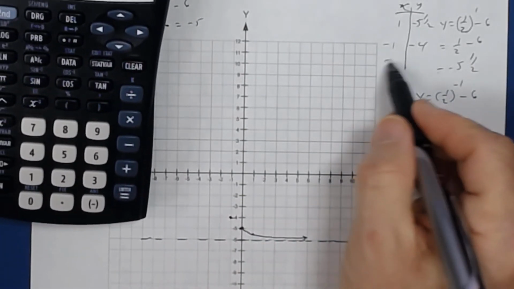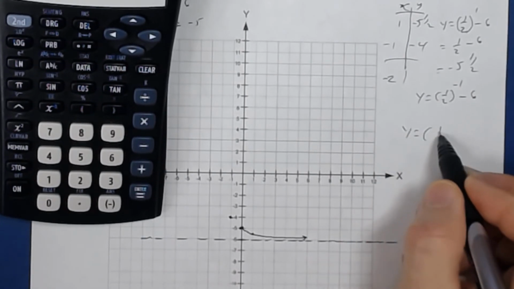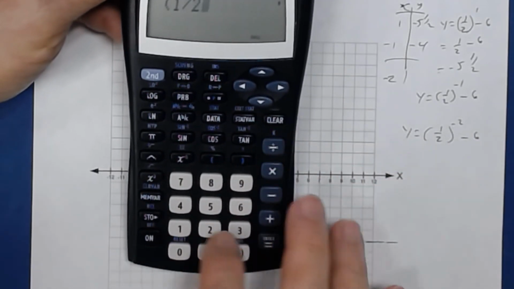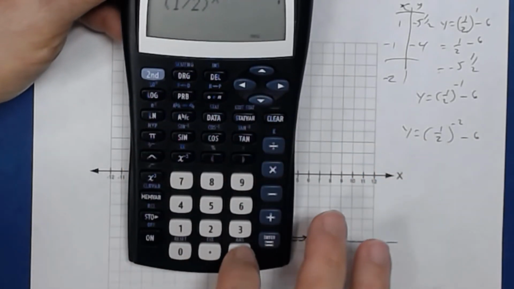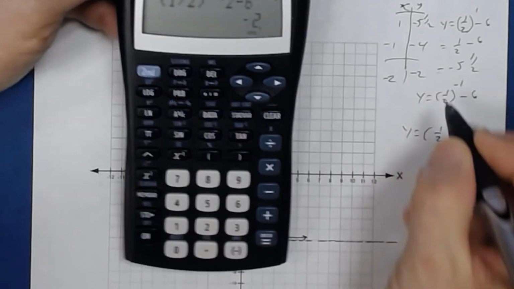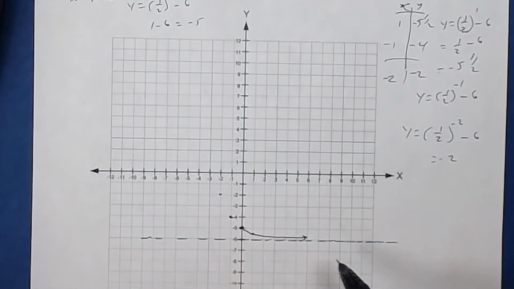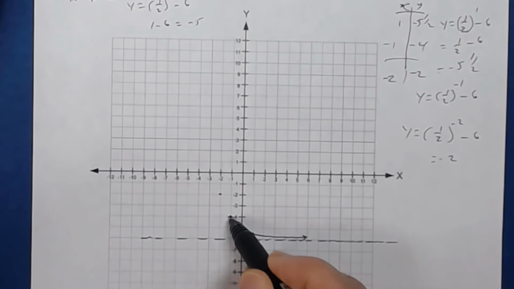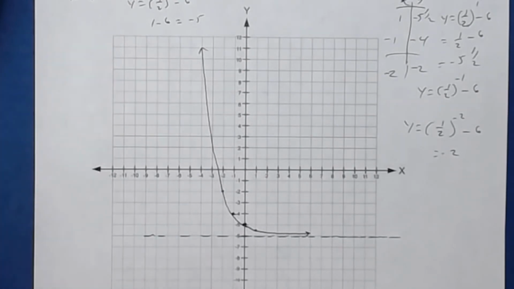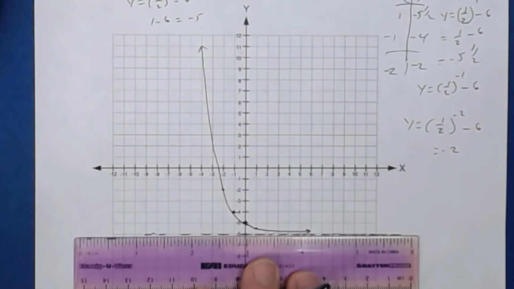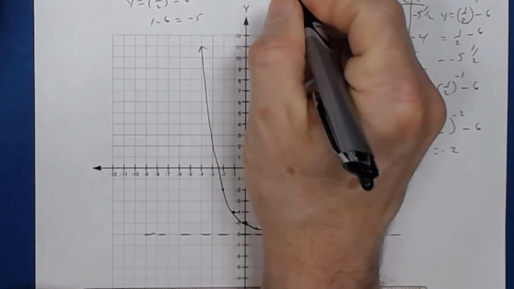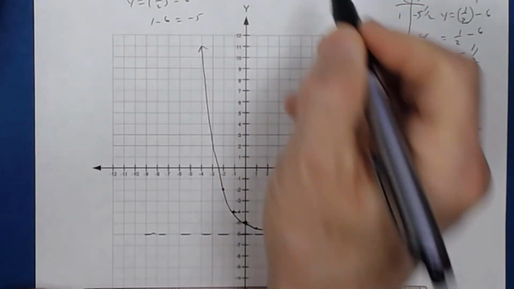All right, I need one more point, so let's say negative 2. So I get y equals 1/2 to the negative 2nd power minus 6, right? So in parentheses, you say 1 divided by 2, close the parentheses, raised to the negative 2, and then minus 6, equal, you get negative 2. So I'm going to plot the point negative 2, negative 2, which is here, and that's about all you need, and you just draw your graph. Make it look like it's increasing rapidly, though, something like that. All right, and so therefore your range is going to go from negative 6 to infinity.